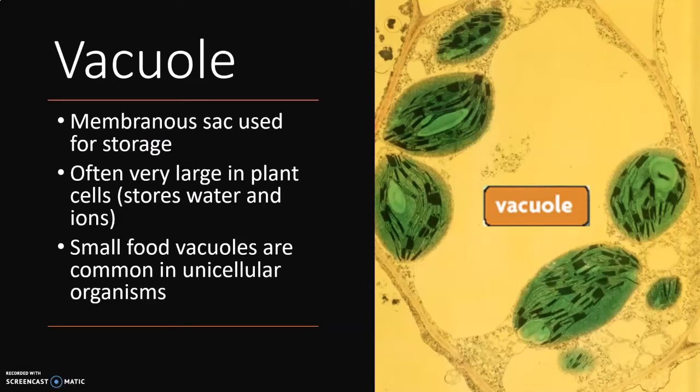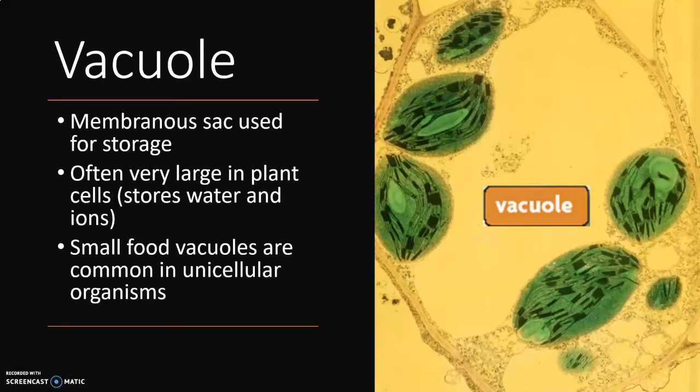In this picture here, this is actually a picture of a plant cell, and this large open area on the inside of the cell, that is all a vacuole that is filled with water. And that happens a lot in plant cells because it is in the center of the cell. You'll see it called a central vacuole in a plant.